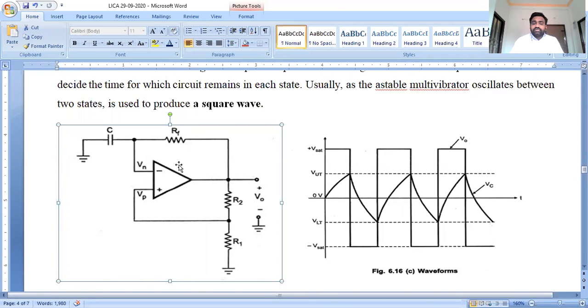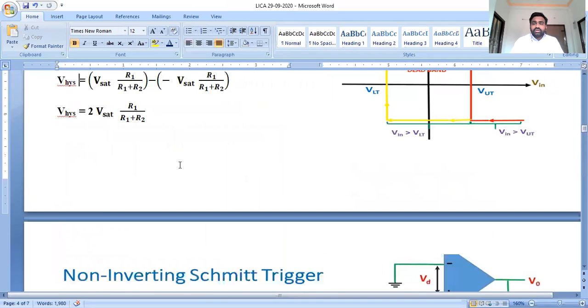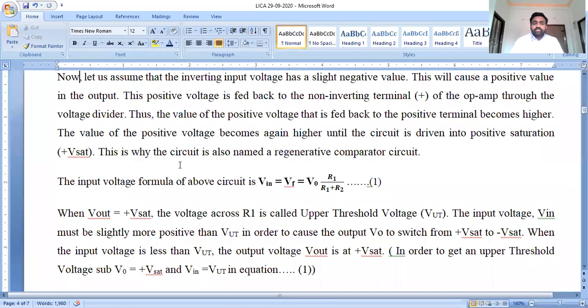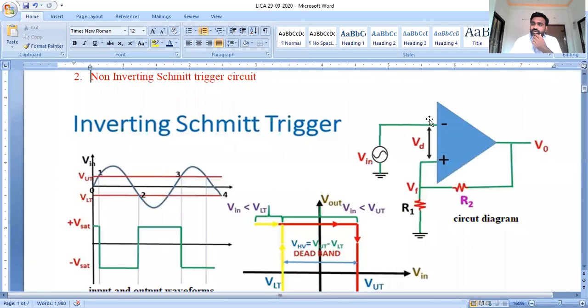The main difference between this and the inverting Schmitt trigger: this is the circuit diagram of the inverting Schmitt trigger, where the input supply is connected to the inverting terminal of the operational amplifier and a positive feedback is connected to the non-inverting terminal. The output is observed at V0, and this is the input voltage and this is the positive feedback which is connected. So here we have an external input supply.